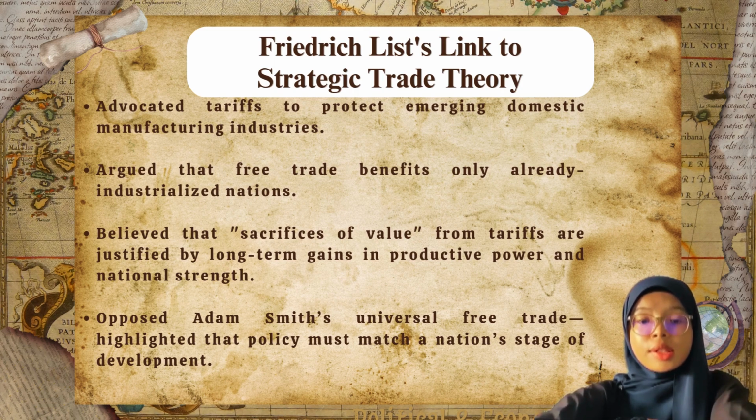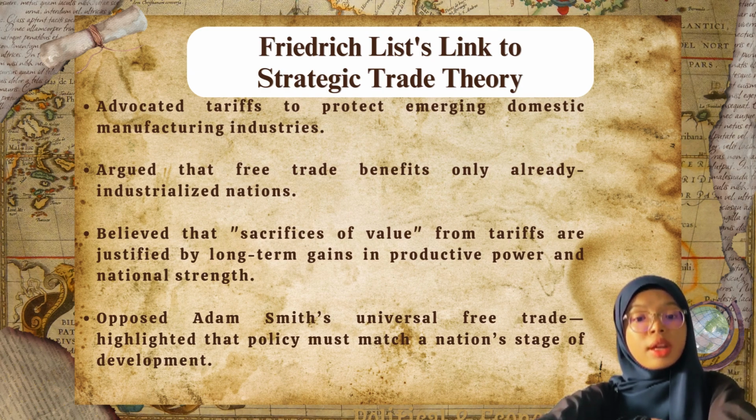Friedrich List's ideas closely align with what we now call strategic trade theory. He strongly advocated for tariffs as a way to protect young domestic manufacturing industries until they are strong enough to compete globally. List argued that free trade mostly benefits nations that are already industrialized, leaving developing countries at a disadvantage.